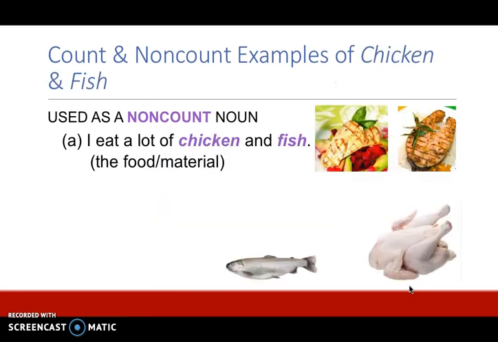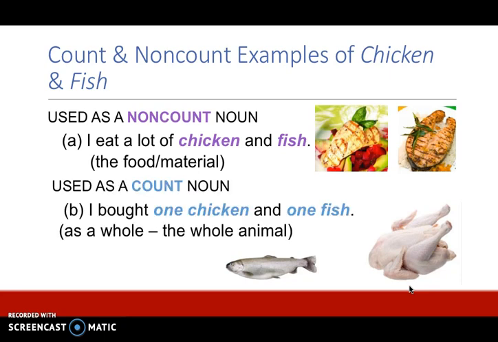Chicken and fish. Used as a non-count noun, I eat a lot of chicken and fish. This is the idea of the food or the material of it. Used as a count noun, I bought 1 chicken and 1 fish. Now this is the idea of the whole animal as a whole. So this would be the count meaning.